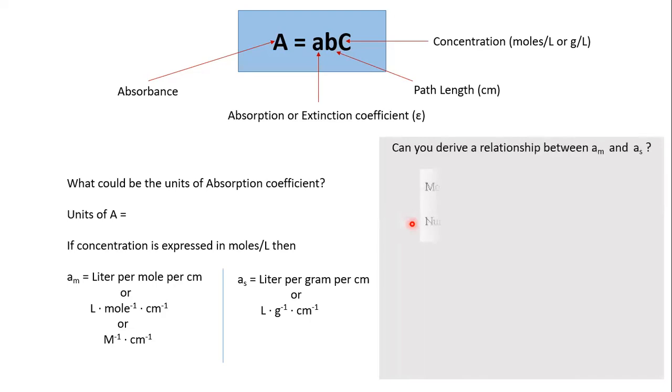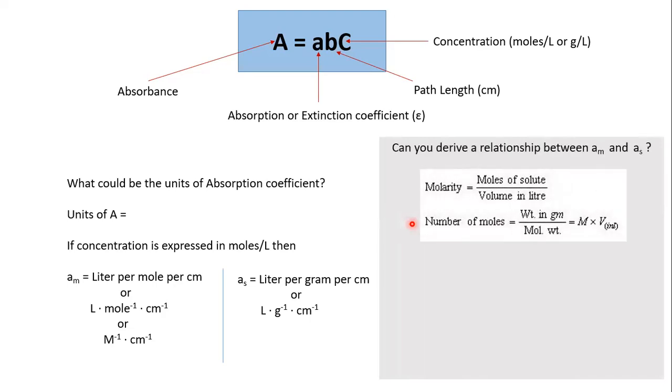Let me give you an example. Do you know this quantity? It's called molarity. And the relation for molarity is moles of solute upon volume in liters. So if I want to represent it in simple terms, it is weight in grams divided by molecular weight. That will give you the number of moles.